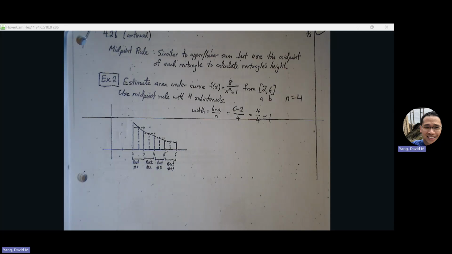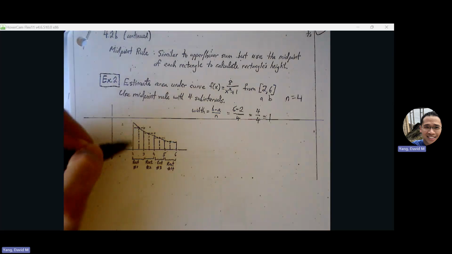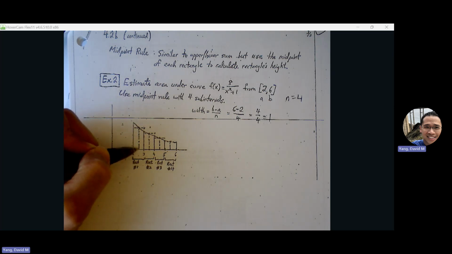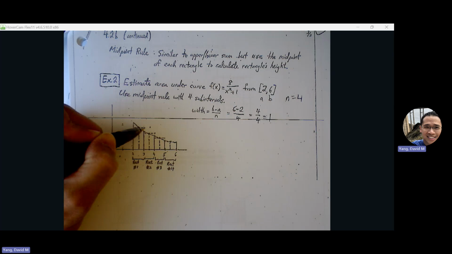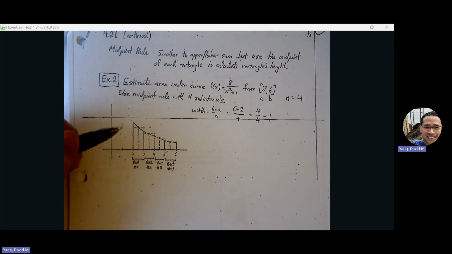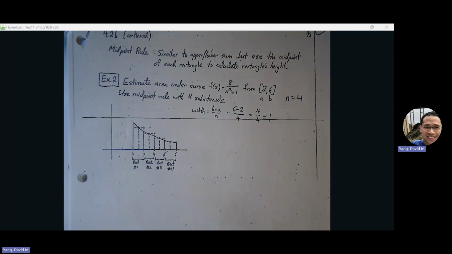So every rectangle has a width of 1, but instead of using f of 2 or f of 3 to attach itself as the height of the rectangle, we're going to purposely choose the midpoint to attach. And if you can imagine, the midpoint will create a better approximation because you have some portions of the rectangle that stick above the curve, and some regions that stick below the curve. And so that should give us a better approximation than if the entire rectangle is either above or below the curve.